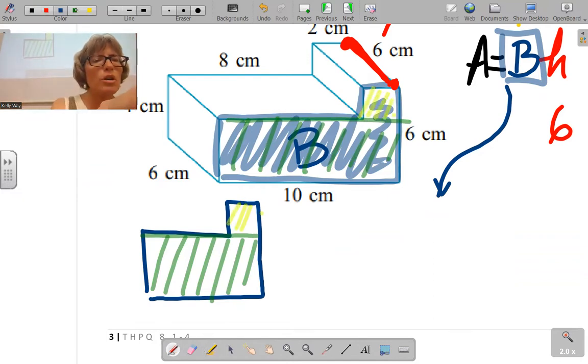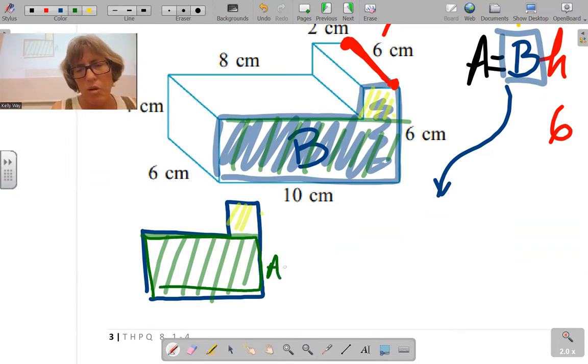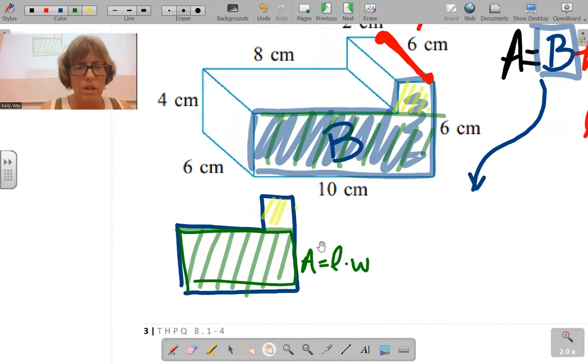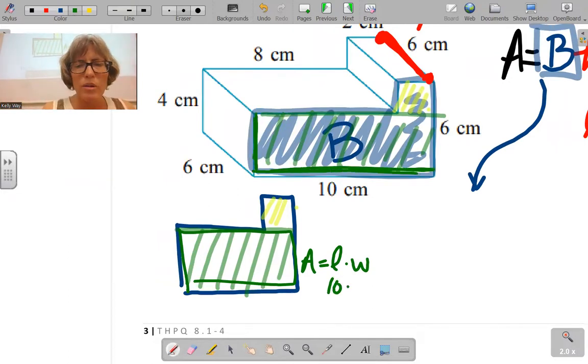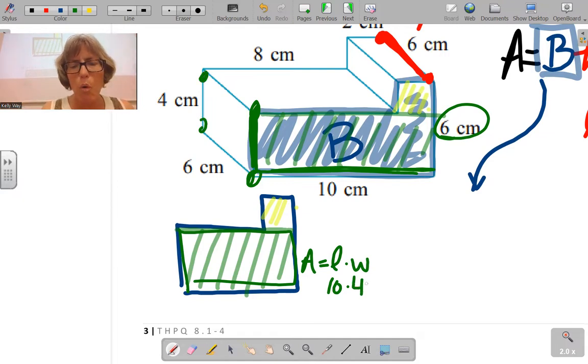So taking a look at the green. Green, of course, is a rectangle, length times width. Watch very, very carefully, guys. You must trace here. Our length of the green, 10. Our width, warning, is not 6. Our width is from this edge to this edge, which is 4.